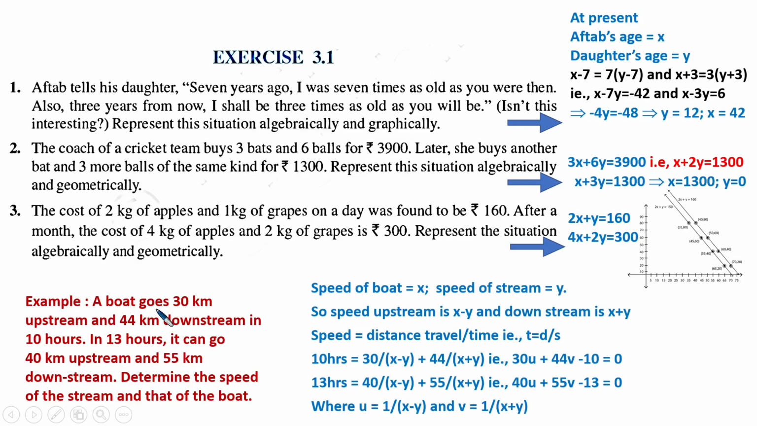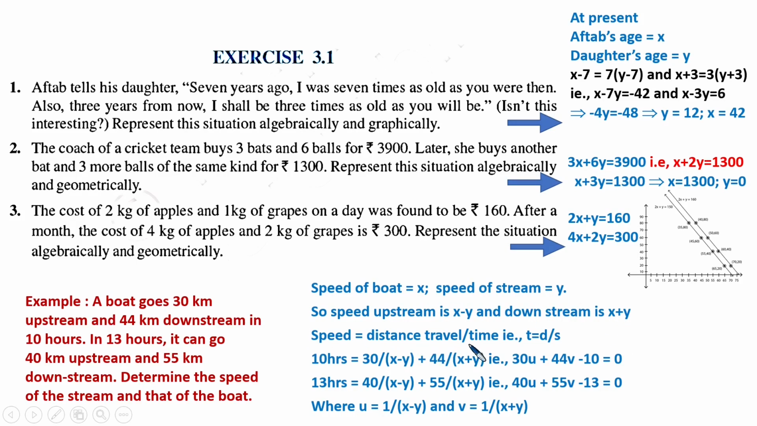An example: a boat goes 30 km upstream and 40 km downstream in 10 hours. In 13 hours, it can go 40 km upstream and 55 km downstream. Determine the speed of the stream and that of the boat. So kindly pause and read it again if I have gone too fast. So here the speed of the boat is say x and the speed of the water stream is y. If the boat goes upstream against the speed of the stream, the speed of the boat will reduce to x minus y. And downstream it will add up, because this speed and this speed add up to x plus y.